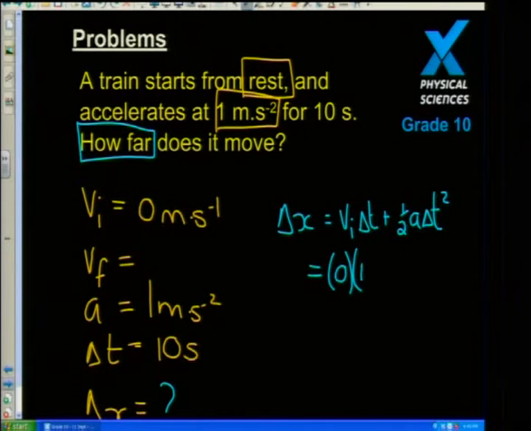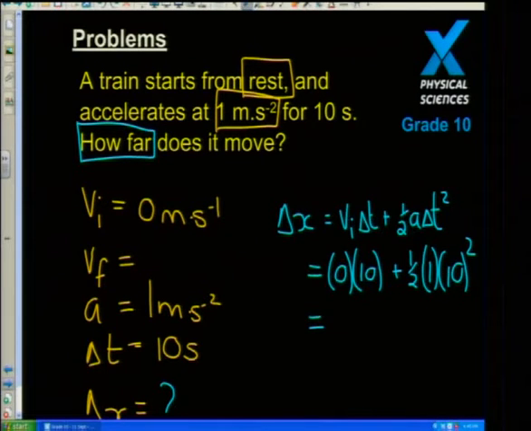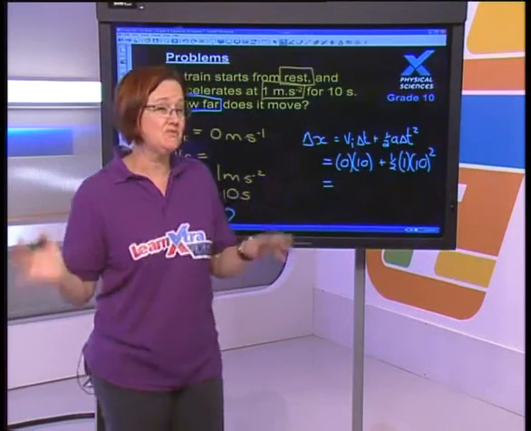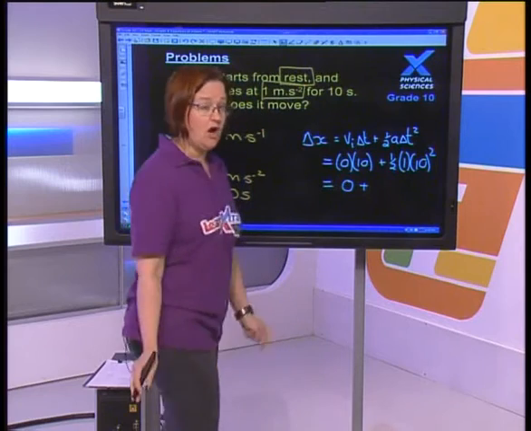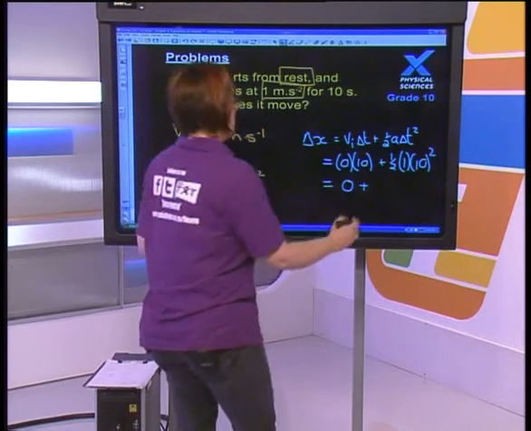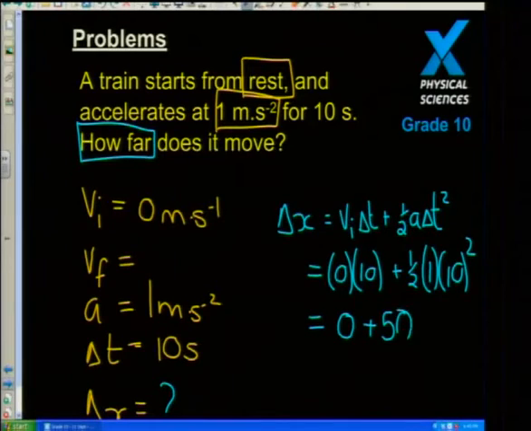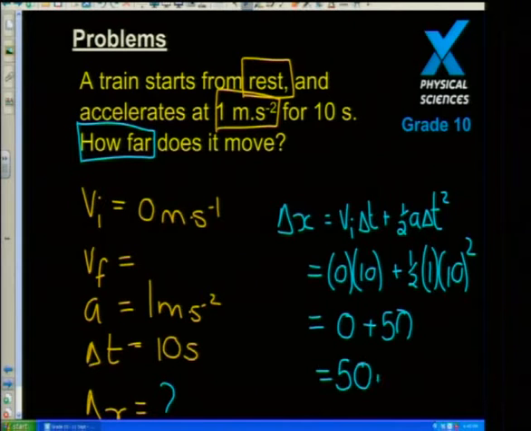That's 0. It does it for 10 seconds. It's a half. It's 1 meter per second squared. And it's for 10 seconds. Now it's a math problem, grade 10s. If you show me all the steps, brilliant. If you don't, it really doesn't matter, but I'll show you. 0 times 10 is 0. A half times 1 is a half times 10 squared. 10 squared is 100, so that makes it a half times 100 is 50. 50 meters. Okay? So that means the train moves 50 meters in 10 seconds.